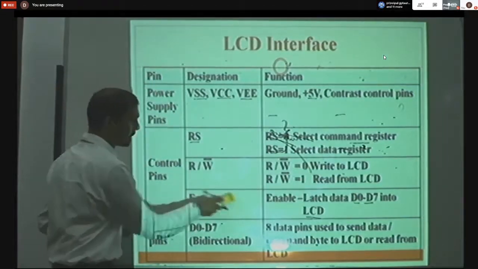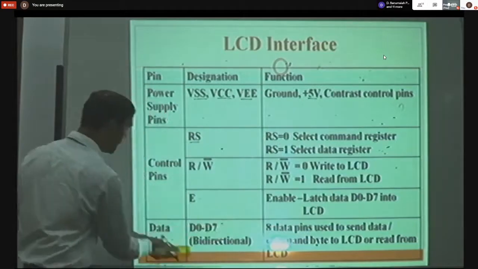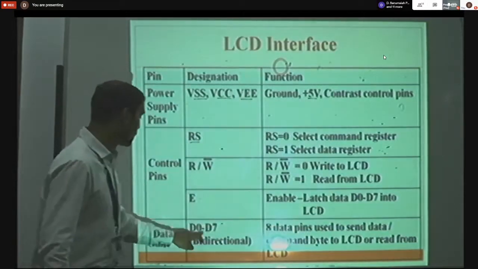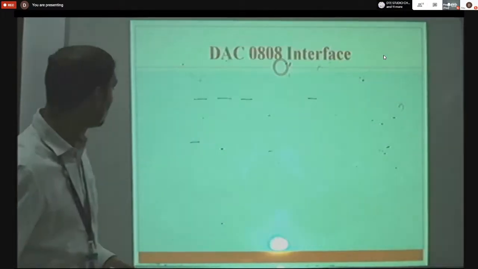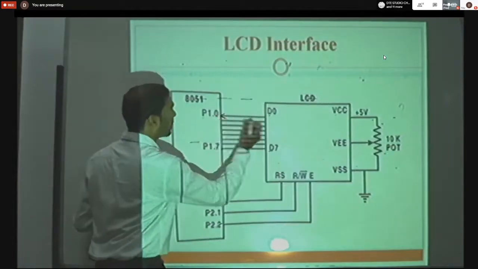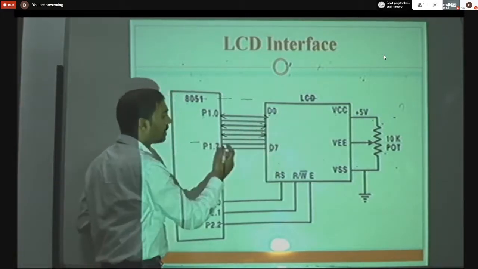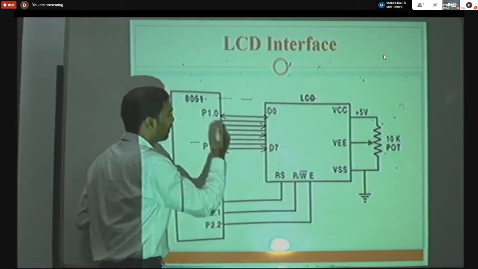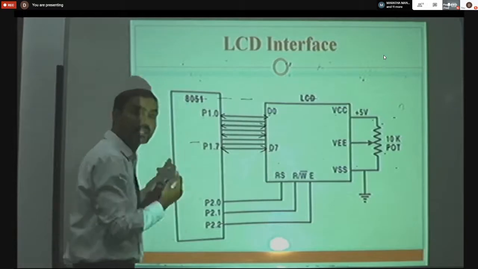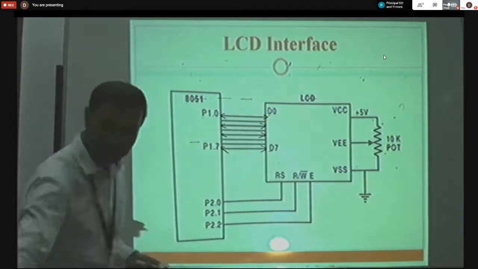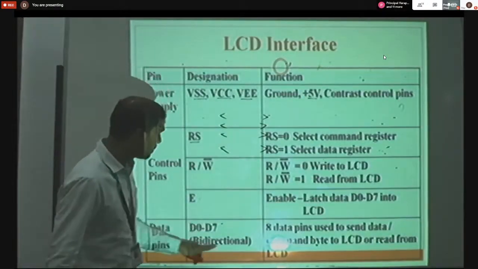Now the data bits. Whatever data we enter is carried with the help of these data bits, D0 to D7. These are called the bidirectional data pins. Actually in this diagram there is only one line. They will carry the data and also recover the data from the display. From the microcontroller to the display they carry the data, and from the display to the microcontroller they take any signals or commands. So D0 to D7 are called the bidirectional data lines.